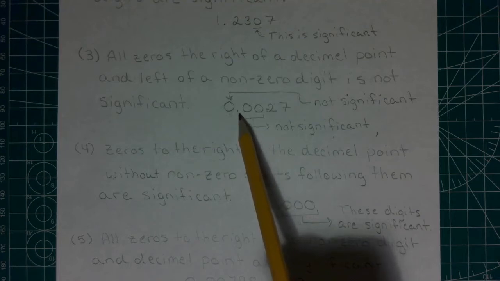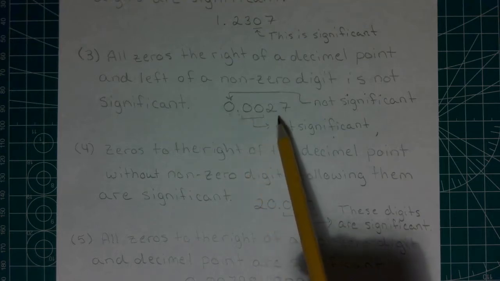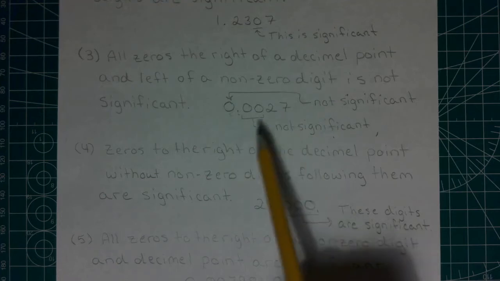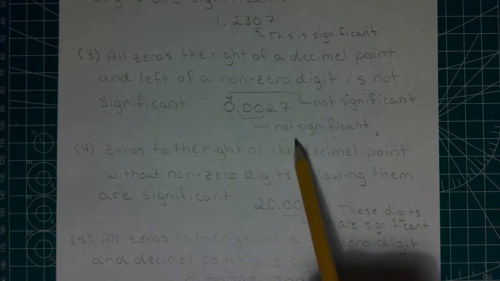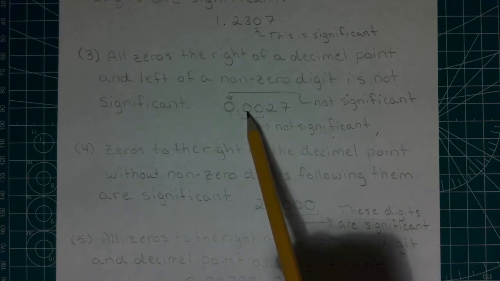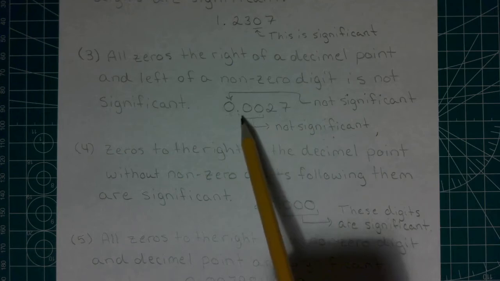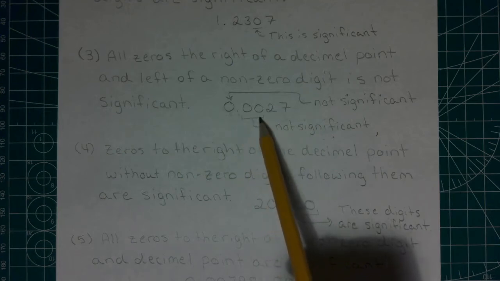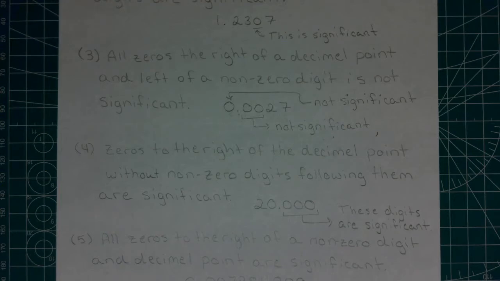And then we have our decimal place, and then we have a couple of zeros, and then we have a couple non-zero digits. So these ones here, between the decimal place and our first non-zero digit, these are not significant, okay? And you can kind of think that you have to have these zeros here just to make this number correct, right? So these are just placeholders, right? So they don't have any significance.